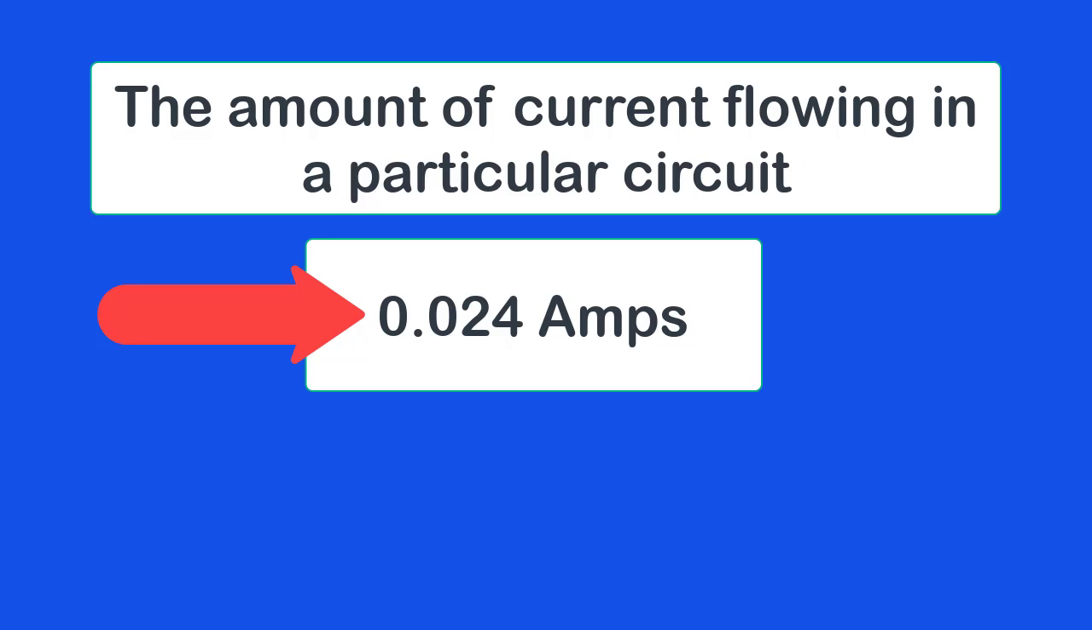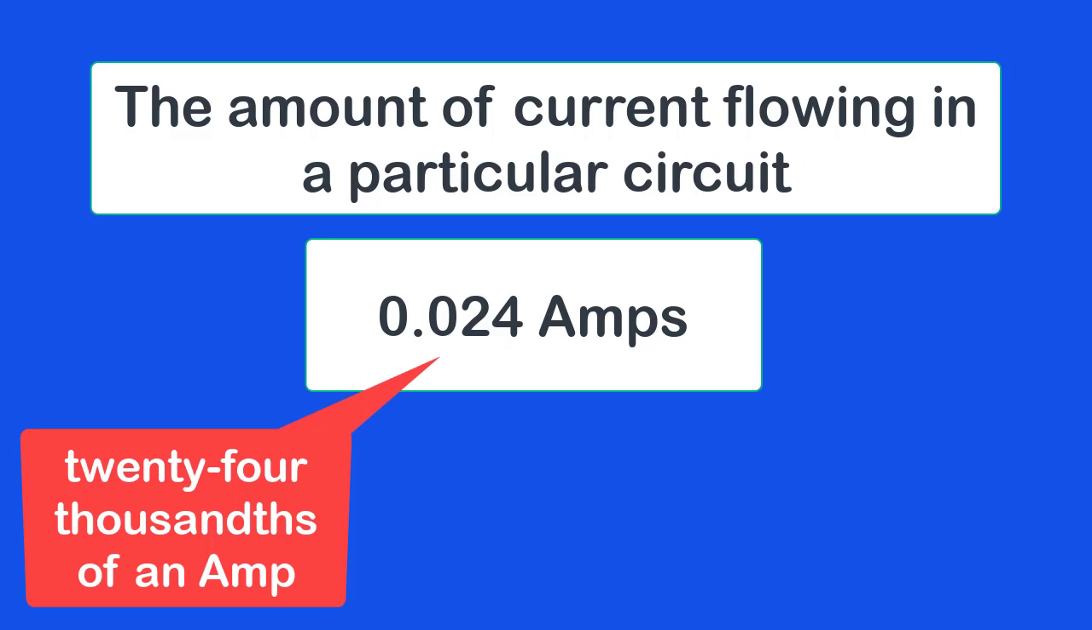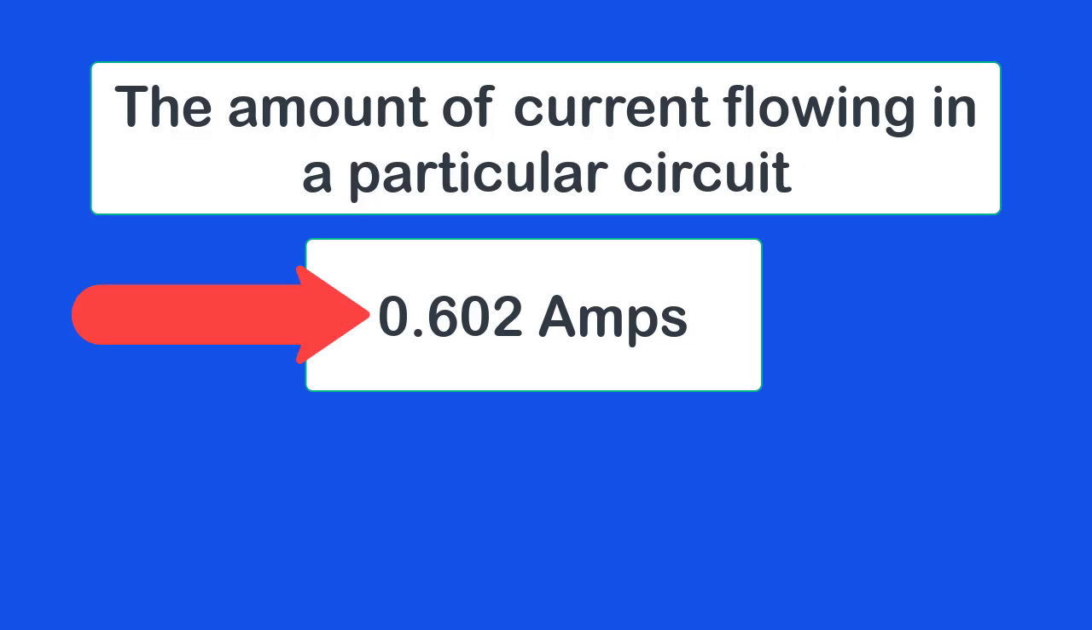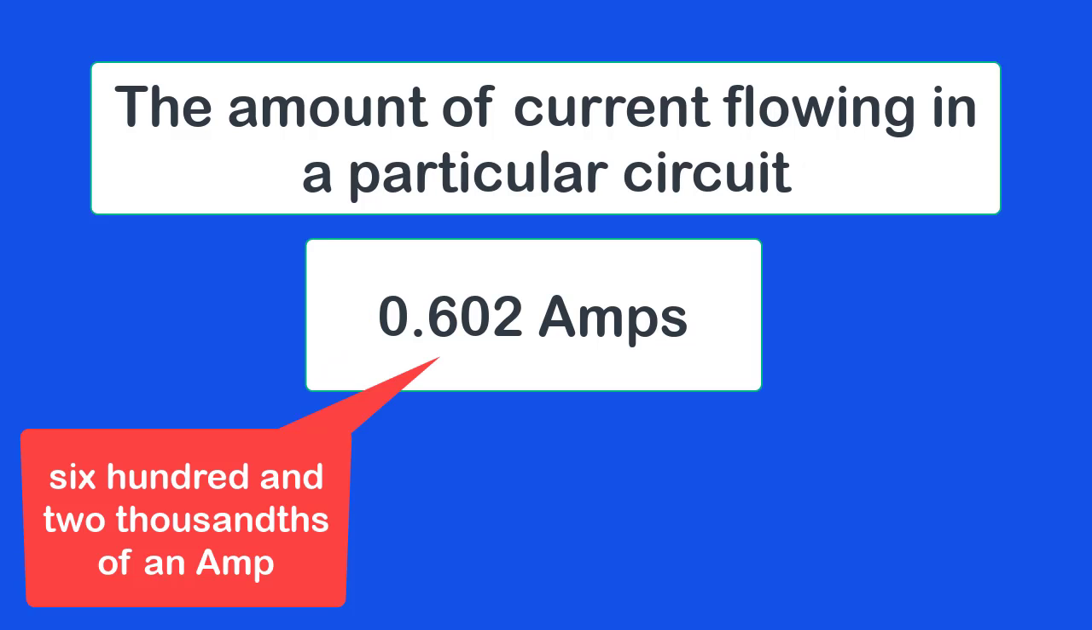Let's try it. Here's what the calculator says is the amount of current flowing in a particular circuit. 0.024 amps. How much current is flowing in this circuit? 24 thousandths of an amp. One more time. How many amps is 0.602 amps? It is 602 thousandths of an amp.